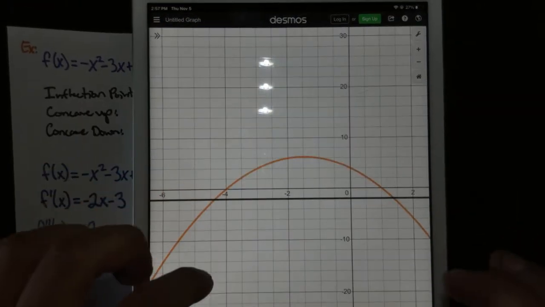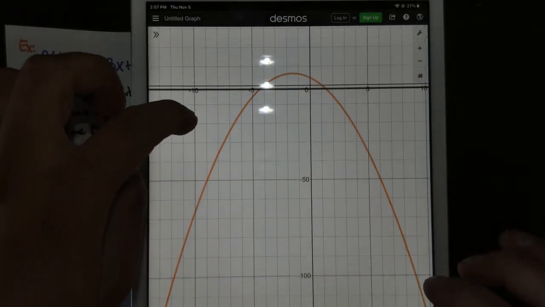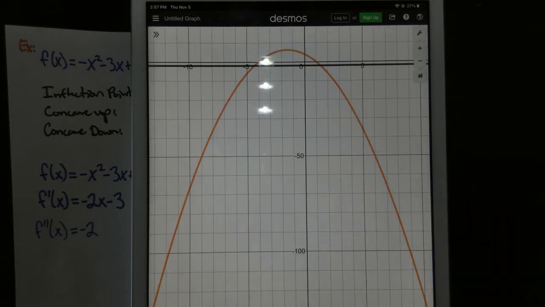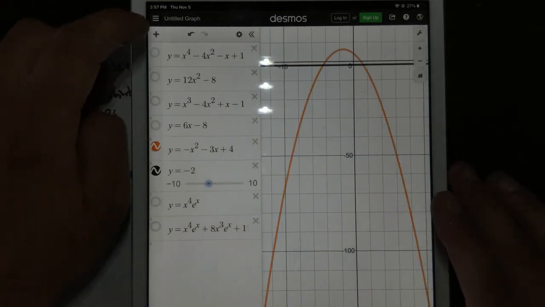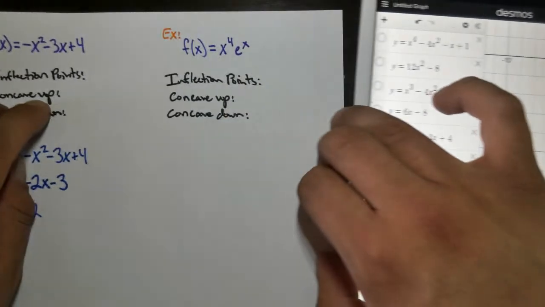And there we have it. It's concave down the whole time, and there aren't any inflection points. So really cool stuff. Okay, now let's go to our last example here.